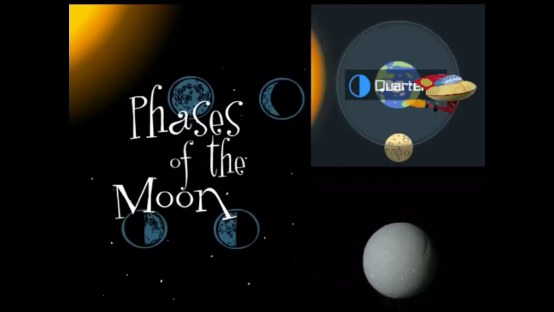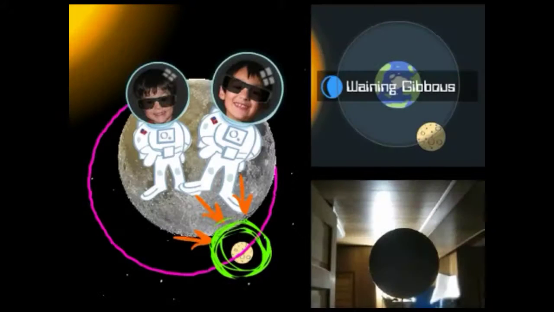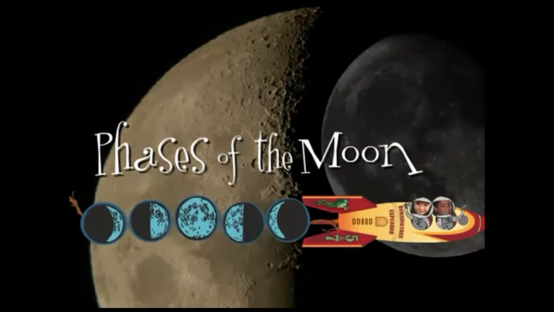Waxing gibbous. Phases of the moon. Full moon, waning gibbous. Last quarter, waning crescent. Phases of the moon. New moon, waxing crescent. First quarter, waxing gibbous. Phases of the moon. Full moon, waning gibbous. Last quarter, waning crescent.